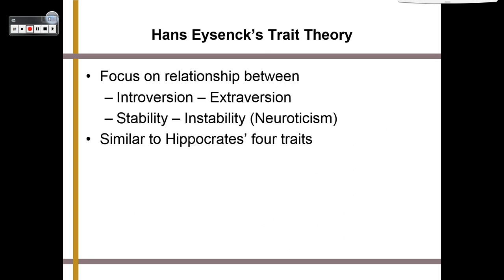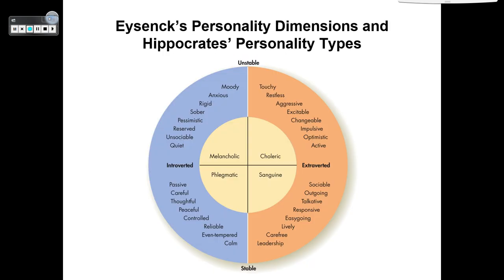Hans Eysenck was born out of this concept, and he came up with something called the trait theory. This focused on the relationship between introversion and extroversion, and stability and instability, or neuroticism, as we also call it. This is very similar to Hippocrates' 4 traits. So, Eysenck said that you can be either stable or unstable. Stable meaning very calm, unstable meaning the opposite of calm, very excitable. You can be introverted and you can be extroverted.